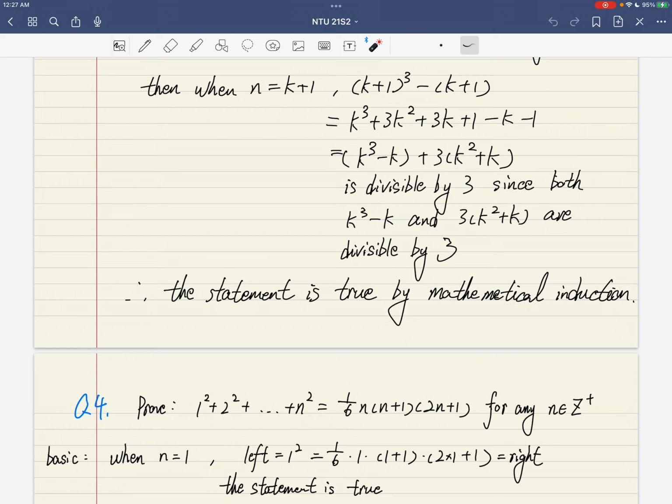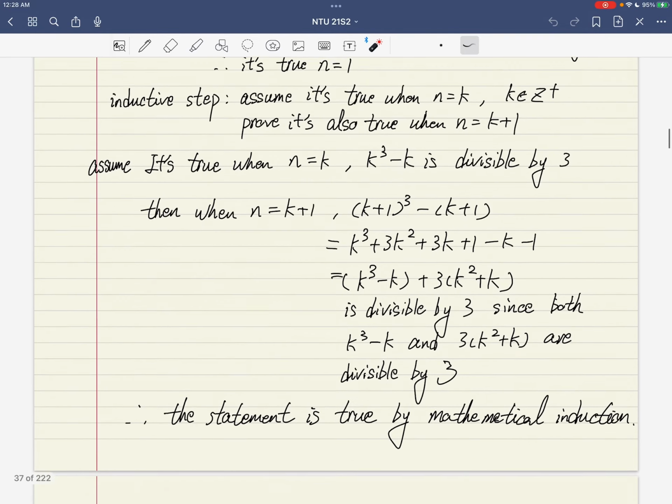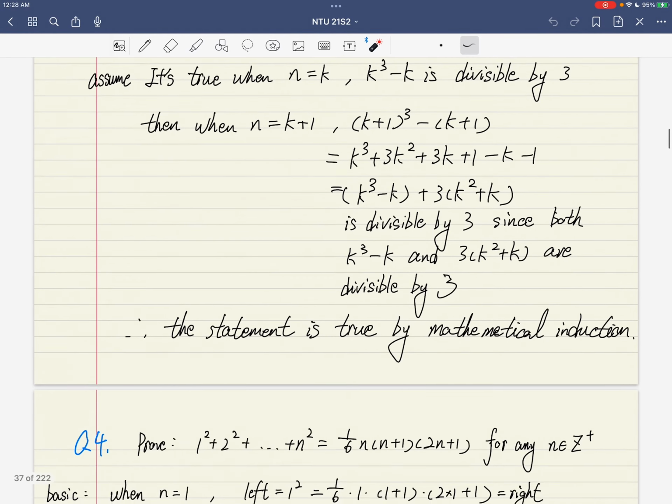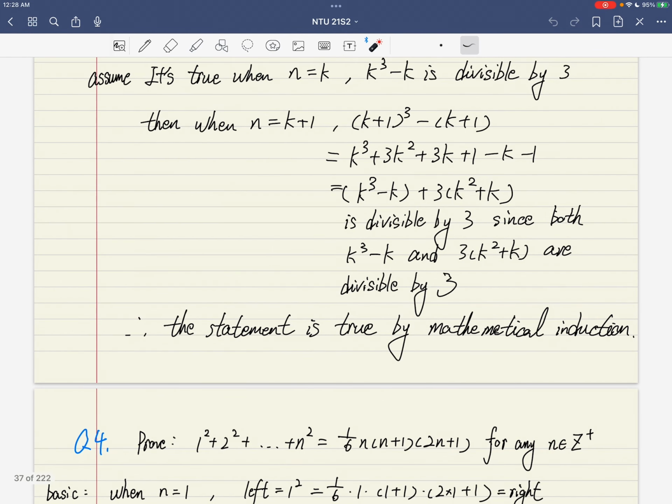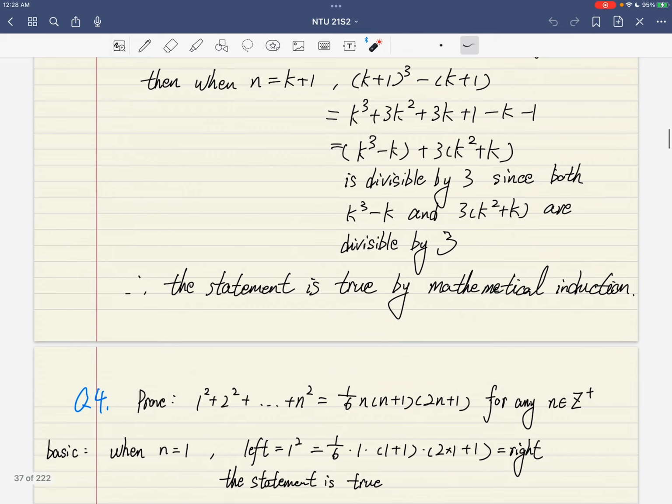So they are both divisible by 3. The second part is divisible by 3 because it's 3 times something. So 3 times k squared plus k is obviously divisible by 3. The first part, k cubed minus k, is divisible by 3 because just now we assumed it. We assumed k cubed minus k is divisible by 3. So both parts are divisible by 3, then their sum is divisible by 3.